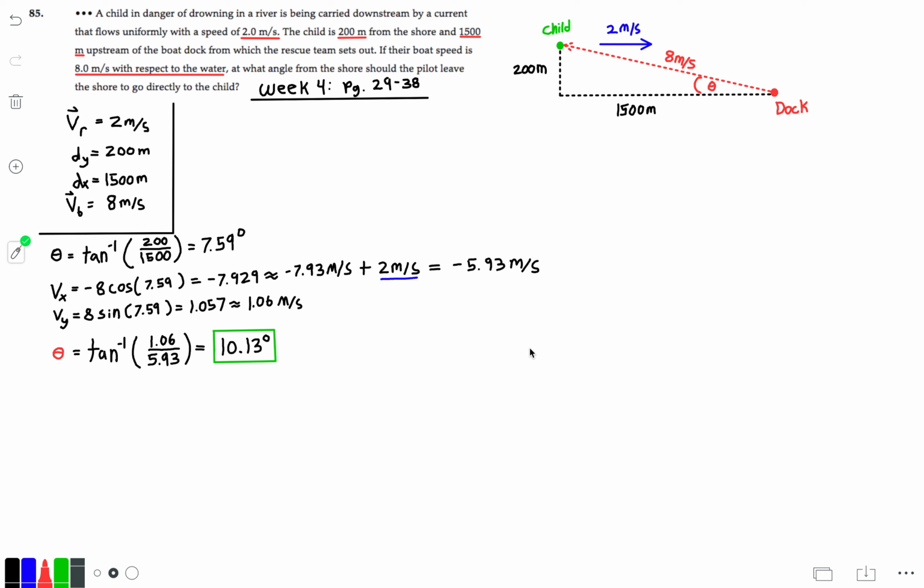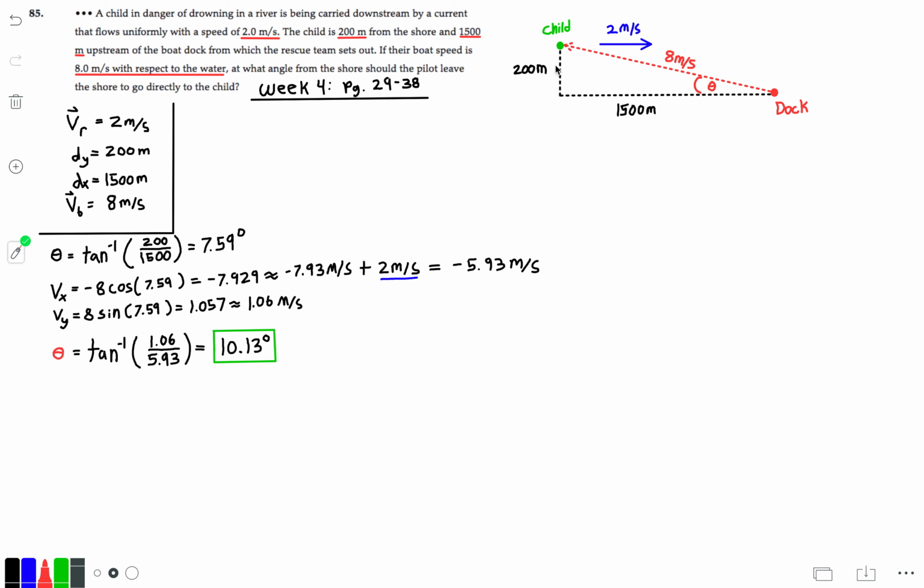Based on some of the givens in this problem, which I've highlighted in red here, we can tell that this problem is going to be relating to reference frames and relative motion problems. These were covered in our week 4 lecture, pages 29 to 38. If you have any questions throughout my explanation, feel free to go back to that lecture and take a look. All right, let's go ahead and get into the problem.